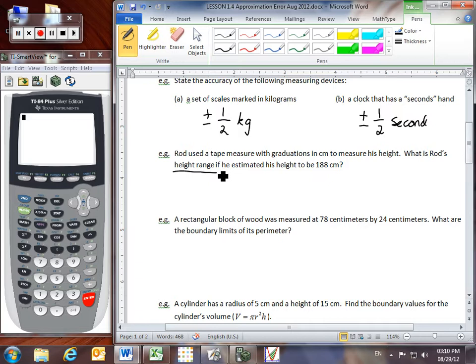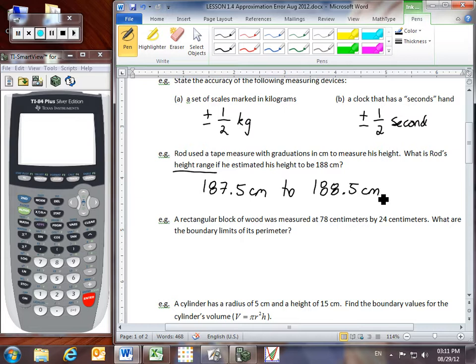Well, the smallest possible height he could have, if we can only be off by as much as half a centimeter, would be 187.5 centimeters. And it might be as much as 188.5 centimeters if he underestimated his true height by rounding down to 188.